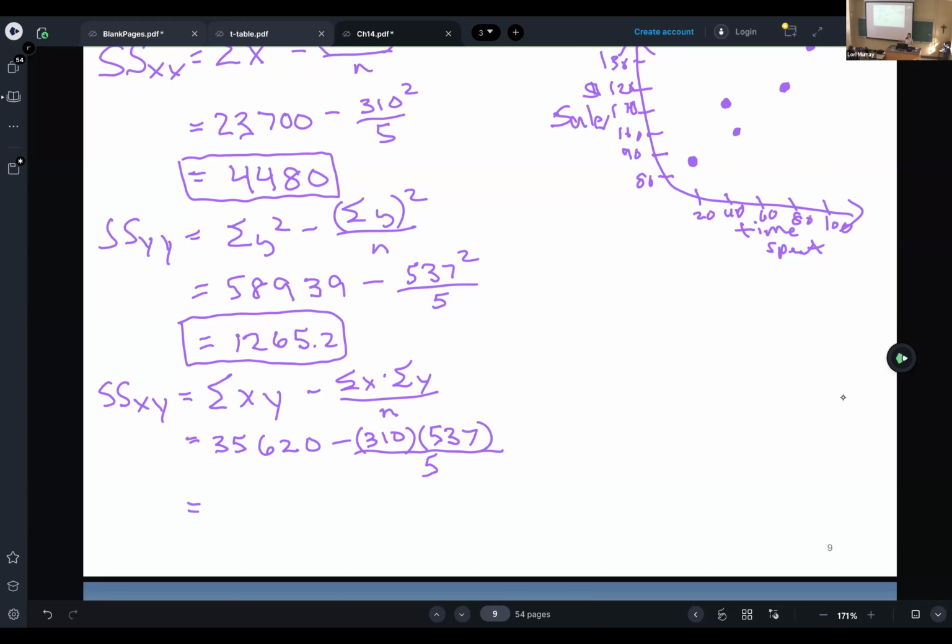And then we'll have all our sums of squares. From there, we find our slope, we find our intercept. We can get our correlation.